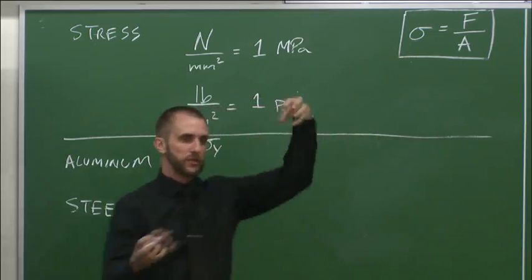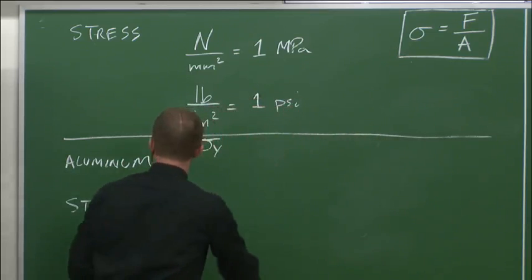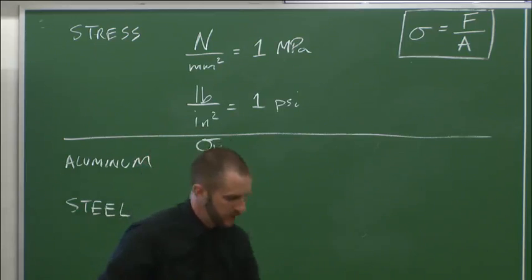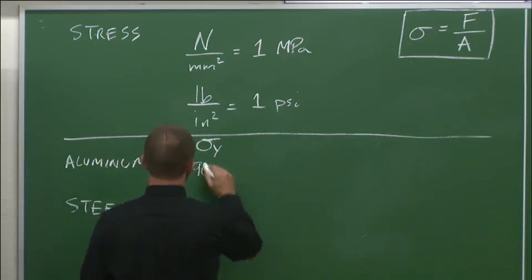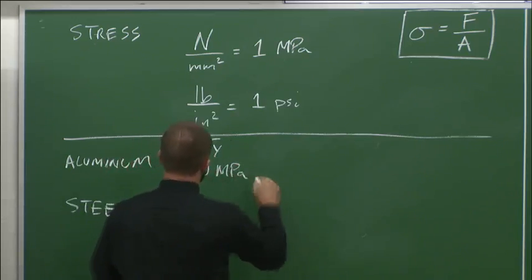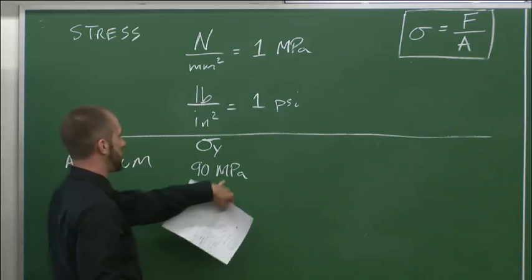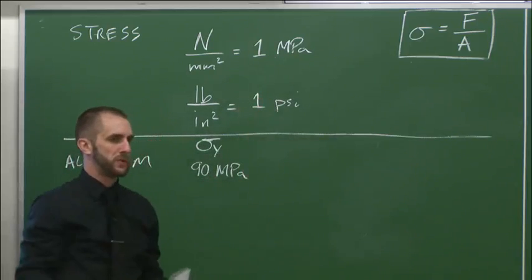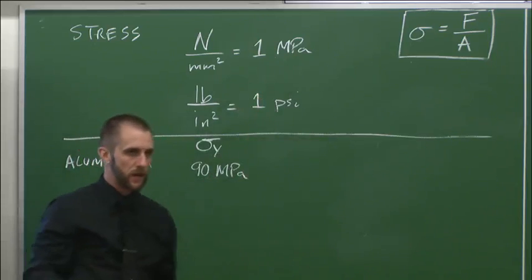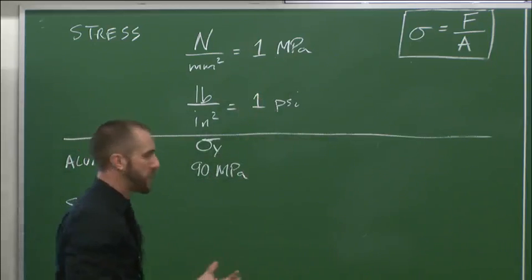But for uniaxial stress, there are limits to materials. For aluminum, you look it up, and you can probably find different values, but ballpark 90 megapascals. This is why I like this little shortcut here. Most stresses for materials are quoted in megapascals. Sometimes gigapascals, but usually megapascals.